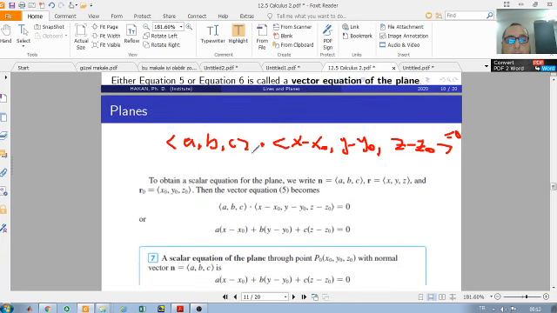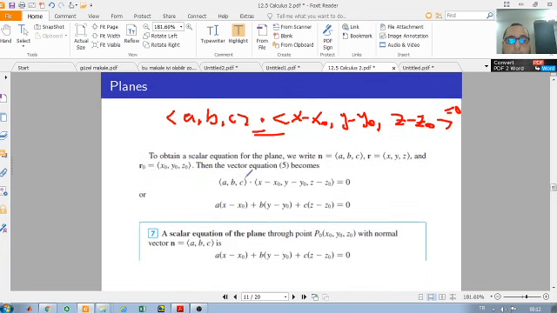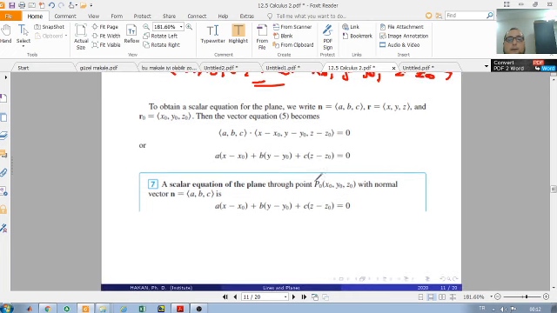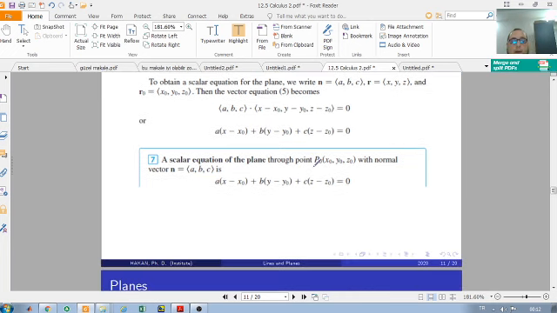So using the definition of the inner product, the scalar product, you see a times (x minus x0) plus b times (y minus y0) plus c times (z minus z0) is equal to 0. This is called the scalar equation of the plane through the point P0 with normal vector n.